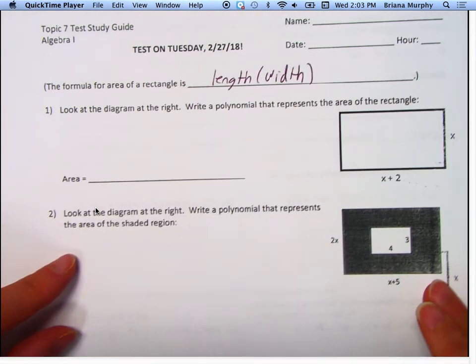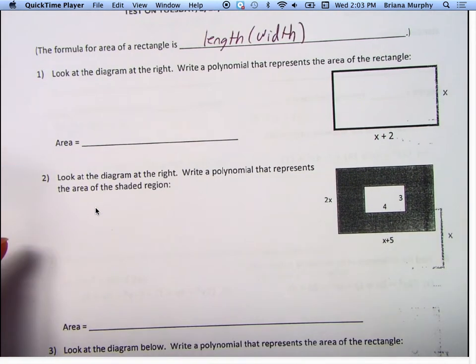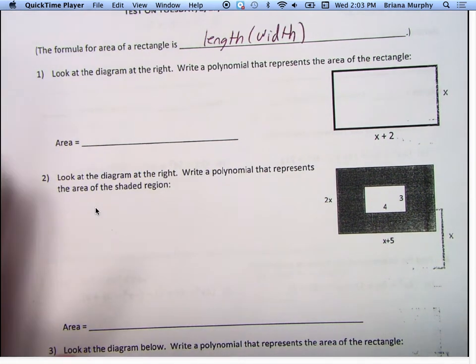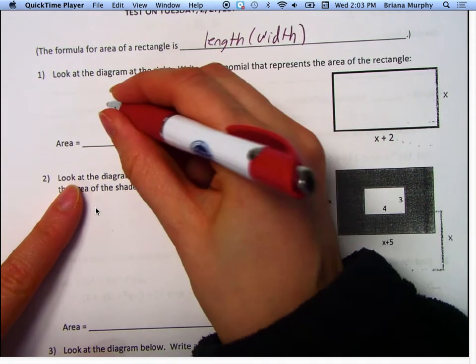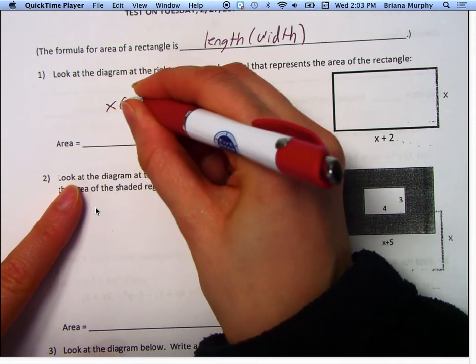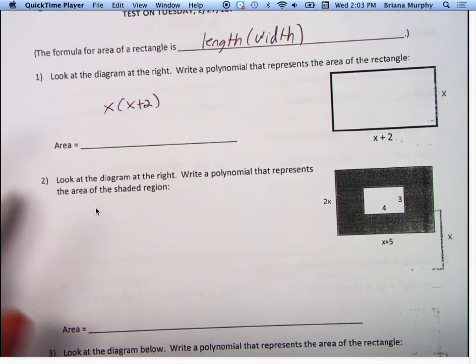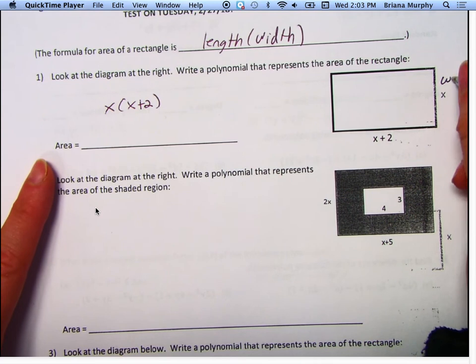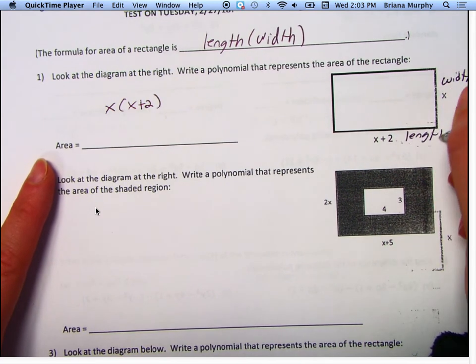Okay, does anybody want to start off with how I should set up this equation for area? Go ahead, Jaden. We're going to times x by x plus 2, so length times width. Okay. How do you do it? The formula. This is my width. This is my length. So I'm just multiplying them together.